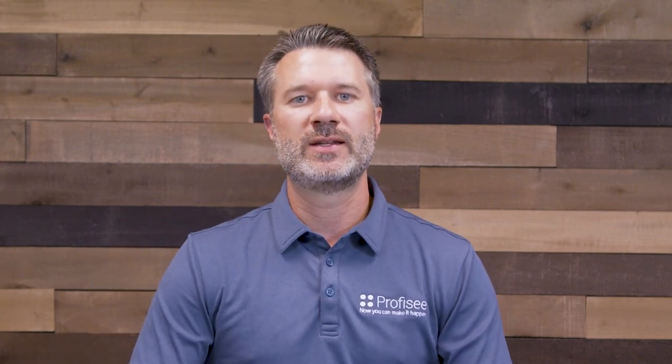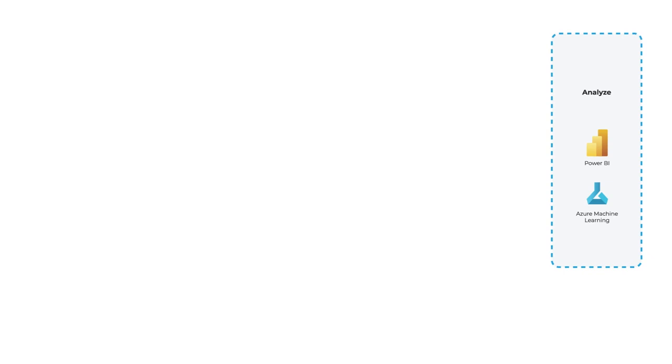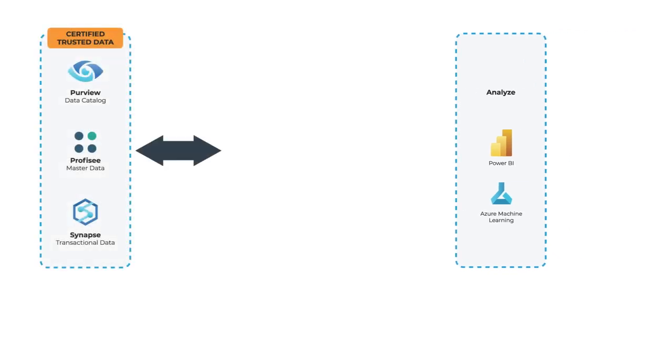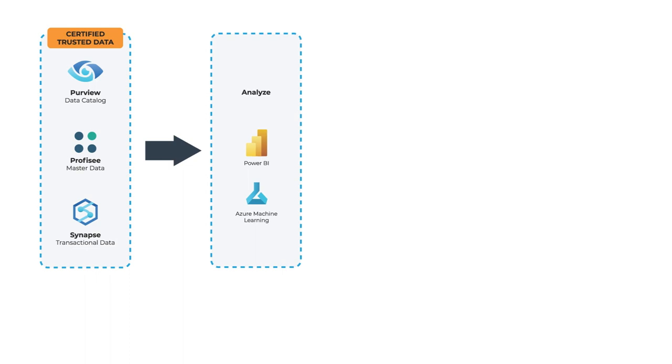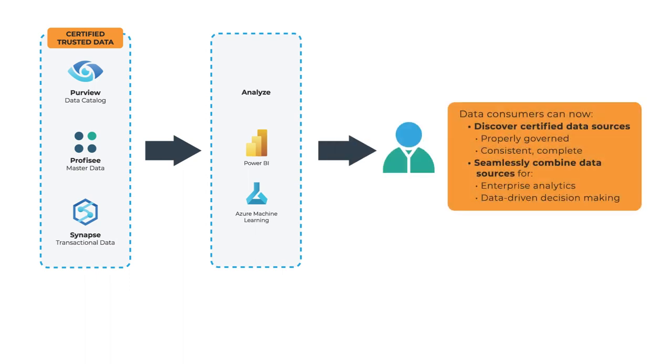But what good is certified data if it can't be found? With Microsoft Purview, this certified data is now searchable and discoverable, allowing data consumers to find the information they need. They can then use the tool of their choice, such as Power BI, to consume the certified data, whether it be from Synapse or directly from Prophecy. The Microsoft Intelligent Data Platform is all about getting more value from your data with less effort, and this is how you can make it happen.